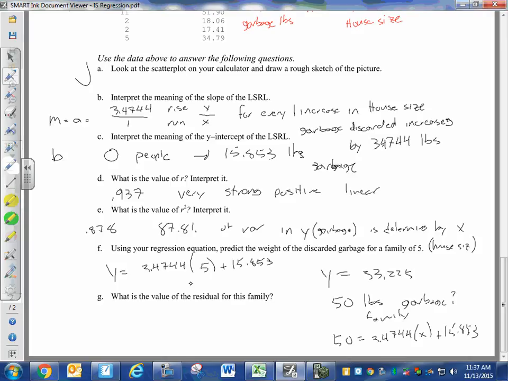And finally, we can find the residual for this certain situation because we have an actual data point at 5. Remember the residual, which we don't use often, but just for an example, the residual is your actual minus your predicted. Your actual in this case was 34.79. The predicted that we got was 33.225, which is a residual of 1.565, which just tells you that it's good. The residual is small. It means our model is pretty good at predicting for around this range.